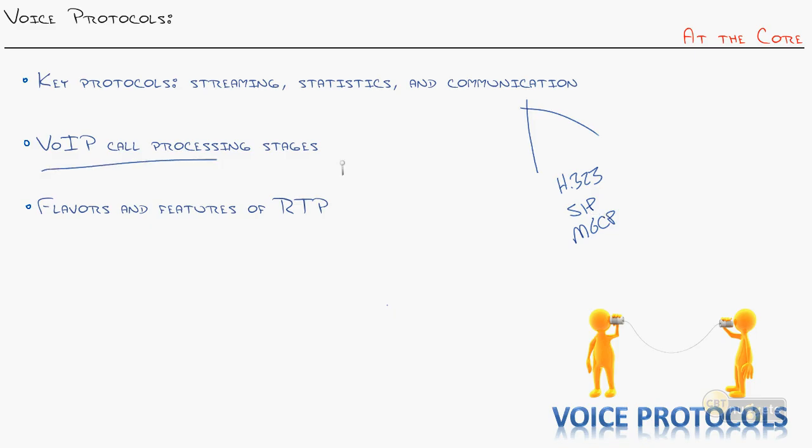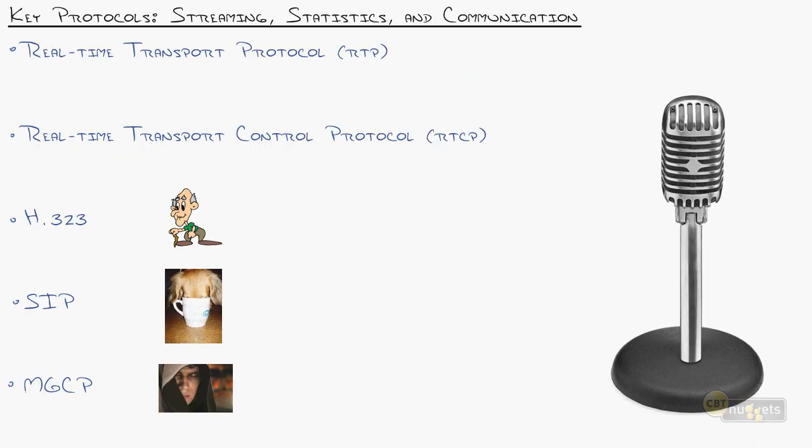From there, we'll look at the voice over IP call processing stages, what it looks like when a packet is converted to voice. There'll be a little review from early on in the series, but then fitting that together with how the protocols fit into that. And then we'll wrap up with the features and flavors of RTP. Now, my thought is that this will be a little shorter nugget just because it's going to be an overview. It's going to be a step into these protocols, where the rest of the voice protocol subsection, we'll be breaking them down one by one.